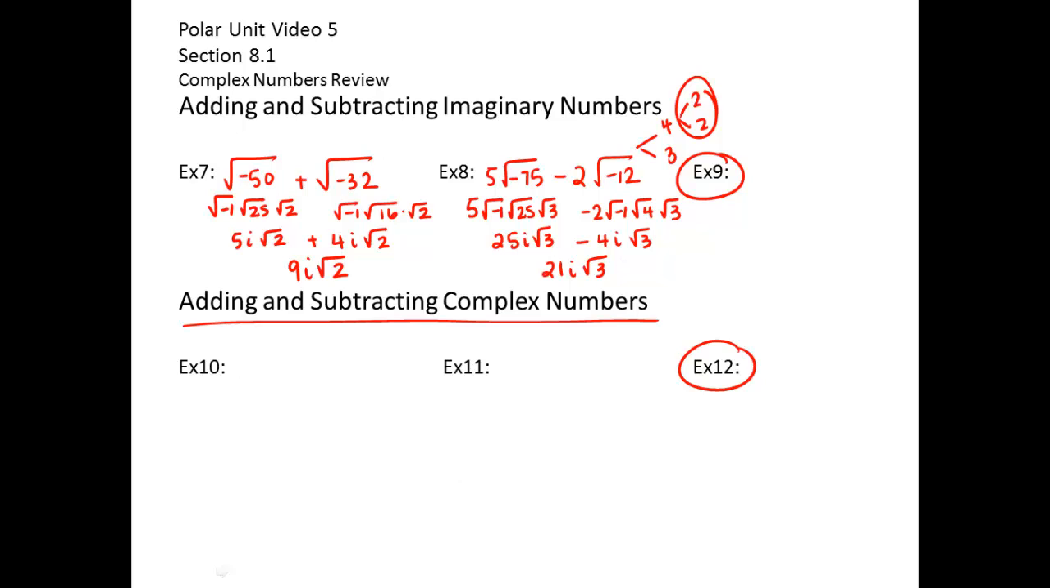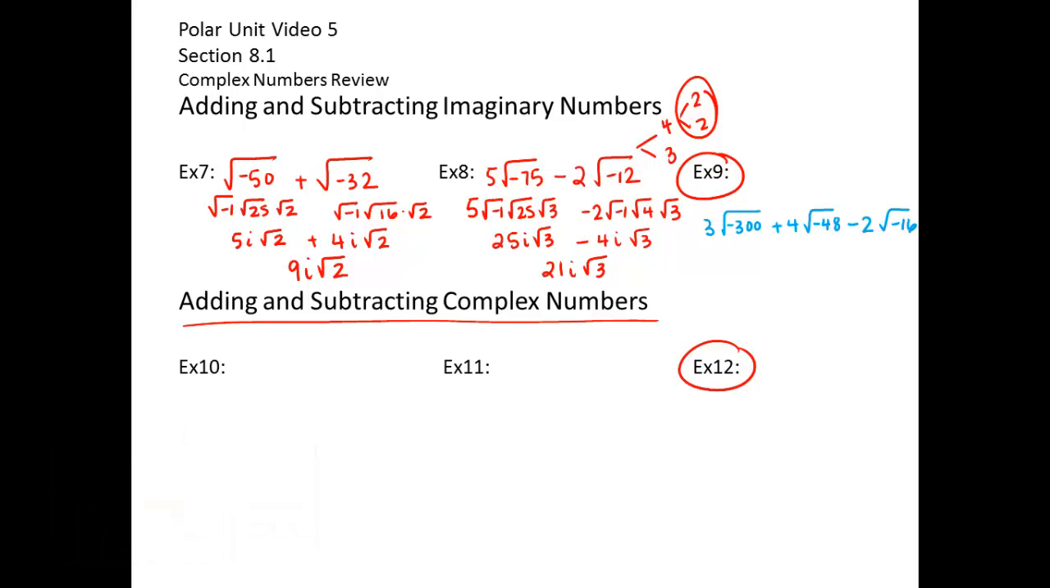Example 9 I'm going to leave for you to try on your own. So go ahead and write this one down. I'm going to change colors. It'll stand out a little bit more for you. Okay, so example number 9. 3 times the square root of negative 300 plus 4 times the square root of negative 48 minus 2 times the square root of negative 16.